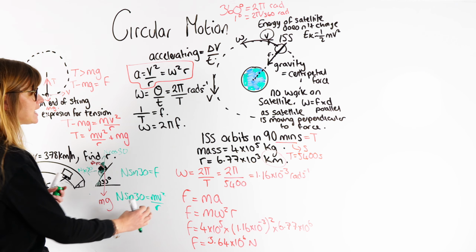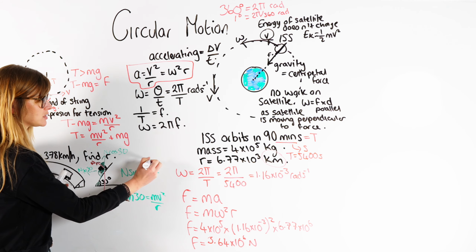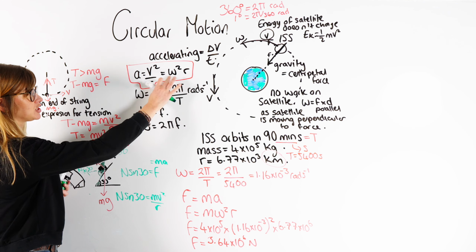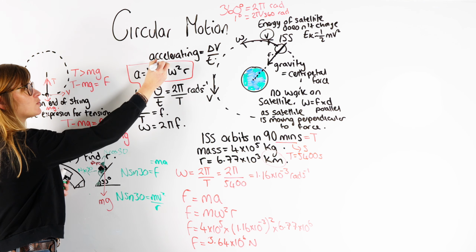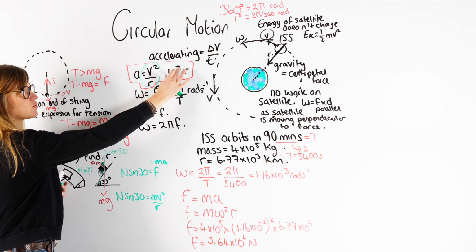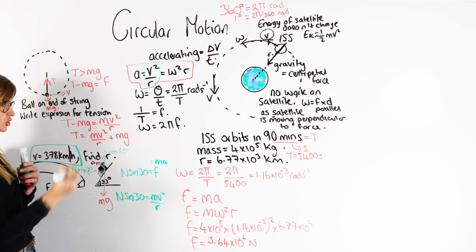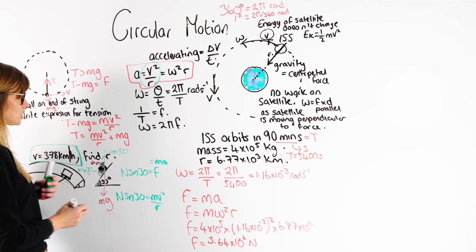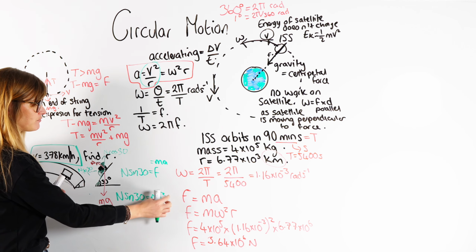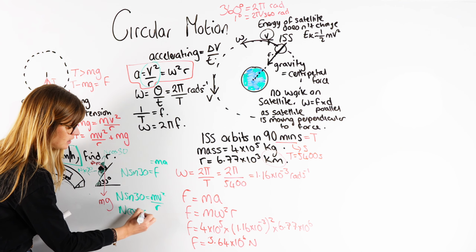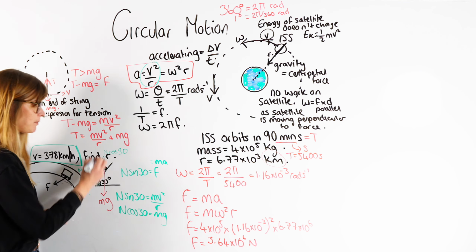The reason we're using mv squared over r is because remember, resultant force is mass times acceleration. The reason we're using v squared over r this time instead of w squared times r is because we were given what its speed was, its linear speed. So I know that N sine 30 is mv squared over r. I can see that N cosine 30 must be equal to mg, because up equals down.